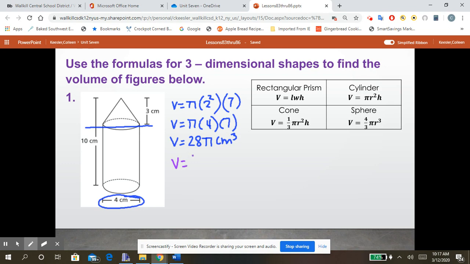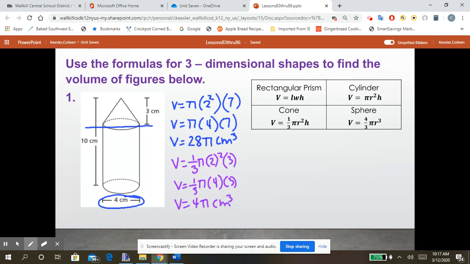So we can do 1/3 pi times the same radius, so that's 2 again, squared, times the height, which is just the 3. So that's volume equals 1/3 pi times 4 times 3. So that's volume equals, well, 4 times 3 is 12, and 12 divided by 3 is 4. So it's just 4 pi centimeters cubed.